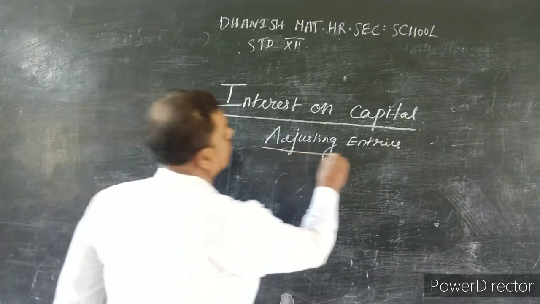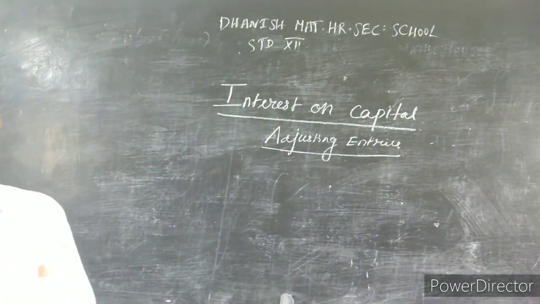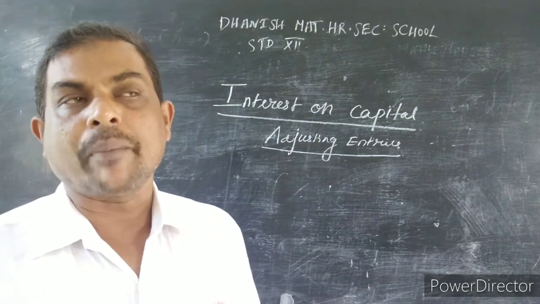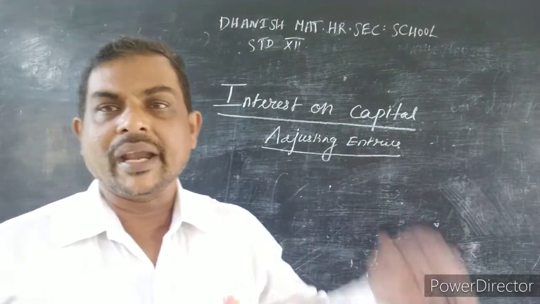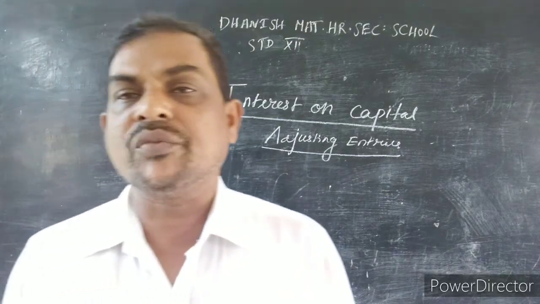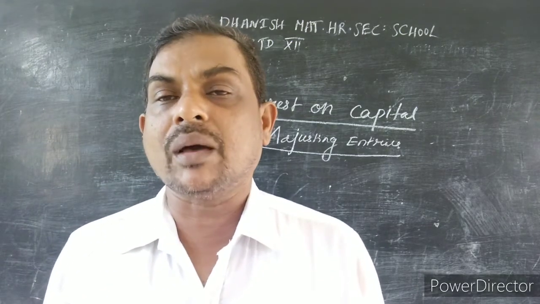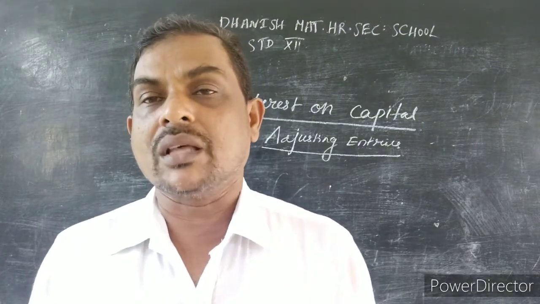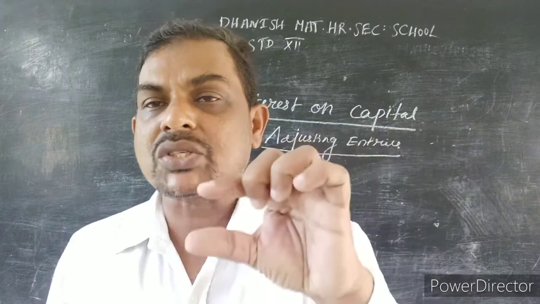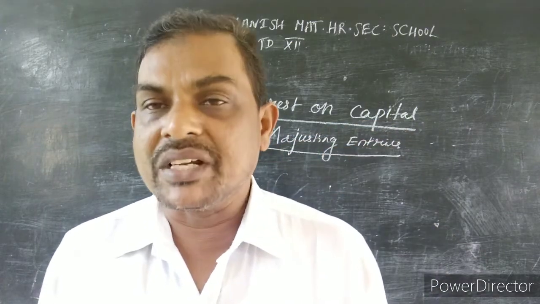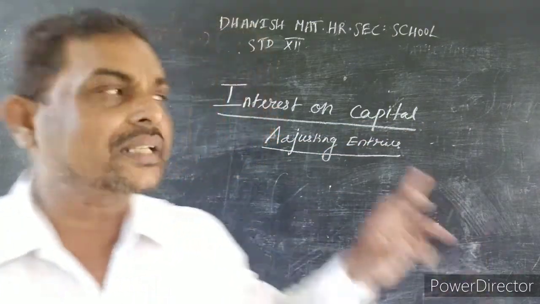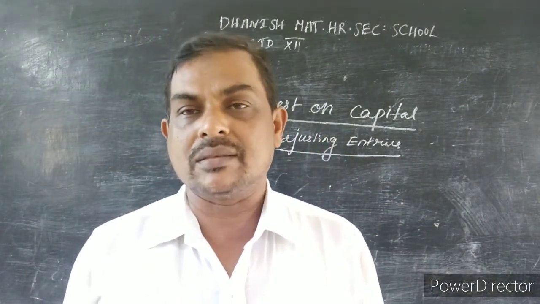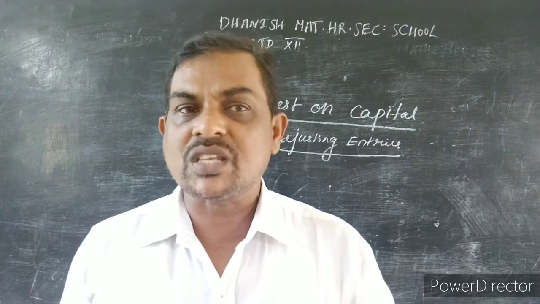Interest on capital will affect the profit and loss appropriation account. As we have seen in the trading account and profit and loss account, interest on capital will come on the debit side of the profit and loss account. So for the adjusting entry, interest on capital is an expense for the business.